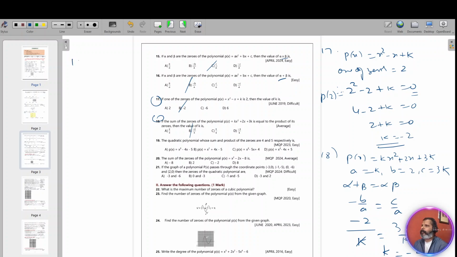19th one. The quadratic polynomial whose sum and product, we already saw in the previous question. It is x square minus sum of zeros, so that is 4, 4 of x plus 5. X square minus 4x plus 5. This one.